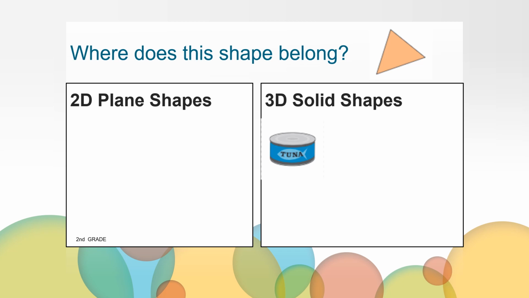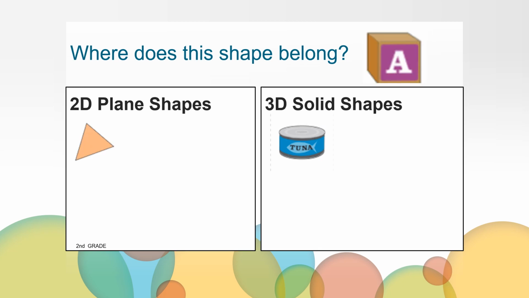Where does this new shape belong? Is it a plane shape or a solid shape? And how do you know? The triangle is a plane shape. Now you can see the triangle in the plane shapes box down below. Get the idea? We will continue sorting shapes.